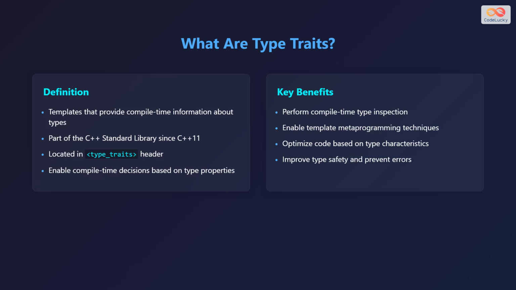Now let's explore the key benefits of using type traits. With type traits, you can inspect types during compilation. You can also use template metaprogramming techniques. It allows you to optimize code based on the specific characteristics of types and improve type safety, preventing errors in your code.